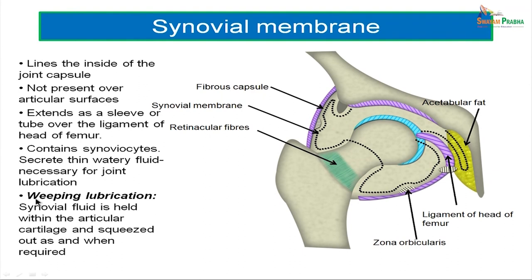According to the hypothesis of weeping lubrication, the synovial fluid is held within the articular cartilage and squeezed out as and when it is required. The synovial membrane, if you see, also gives out a small sleeve which extends over the ligament of the head of the femur. So this is the inner lining of the capsule, which is formed by the synovial membrane. The synovial membrane is giving out an extension along the ligament of the head of the femur, and it essentially contains synoviocytes which secrete a thin watery fluid called the synovial fluid, which is necessary for lubrication of the joint.